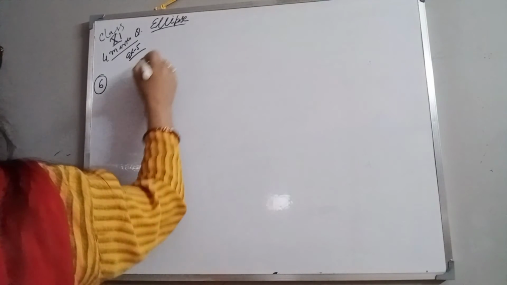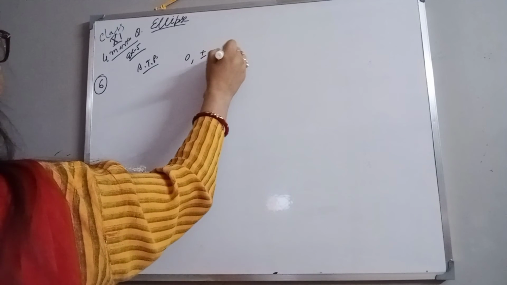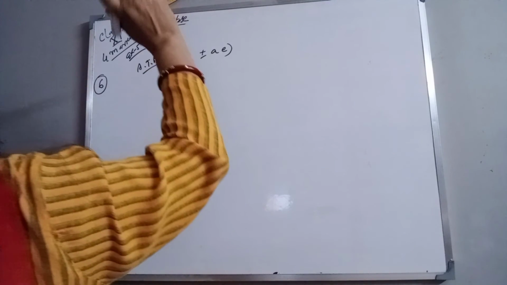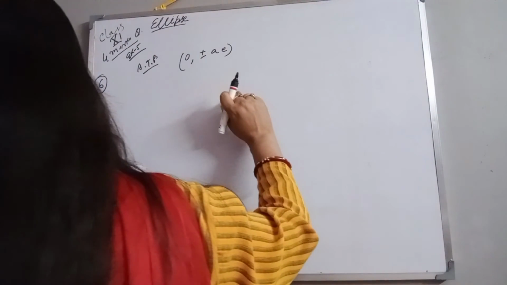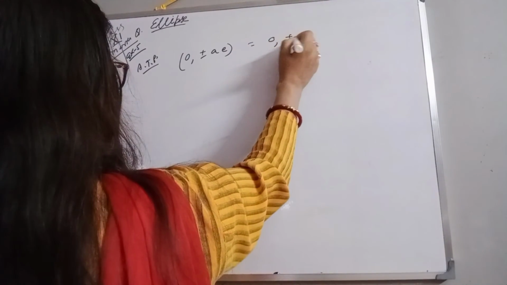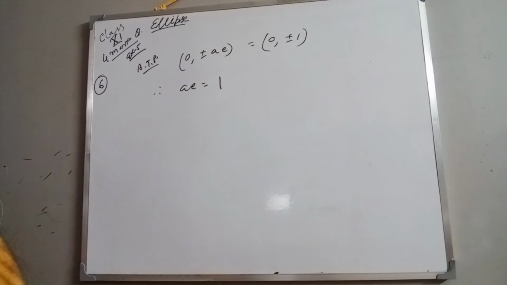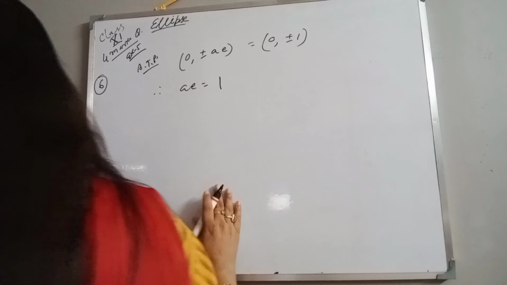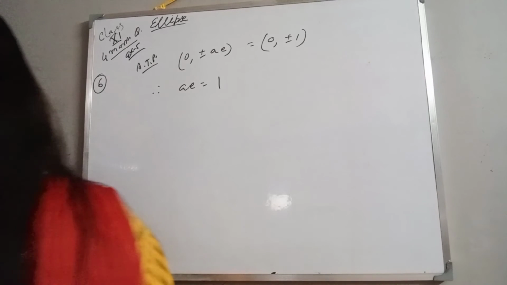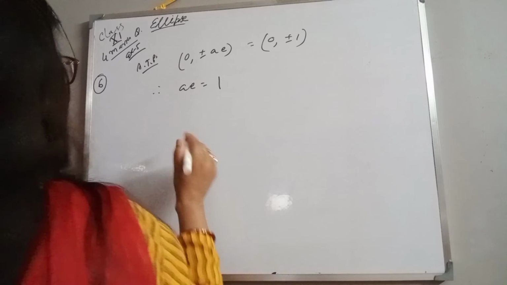So according to the problem, we can write the foci as 0, comma, plus minus ae, since the major axis is taken along the y-axis. That is given to us as 0, comma, plus minus 1. So we can write ae equals 1. And the length of the minor axis is given as 2.